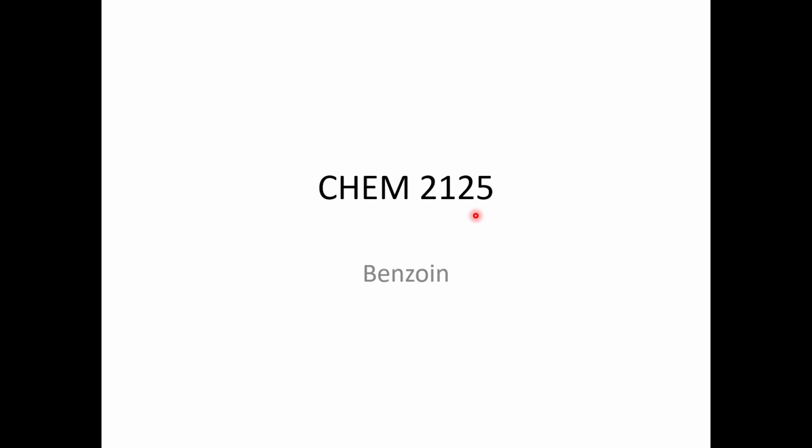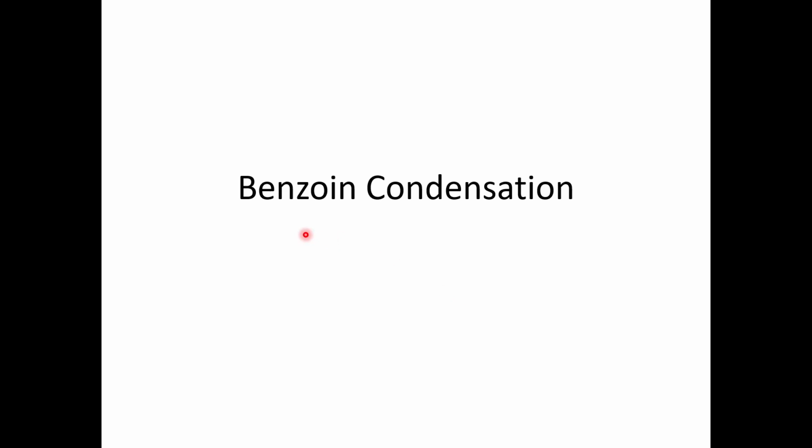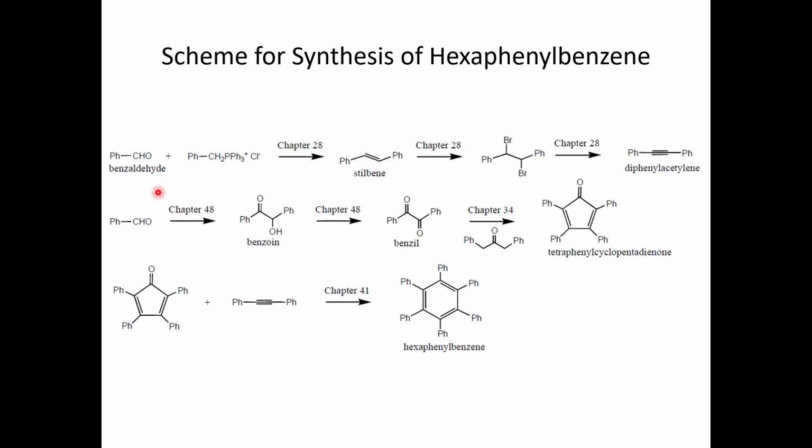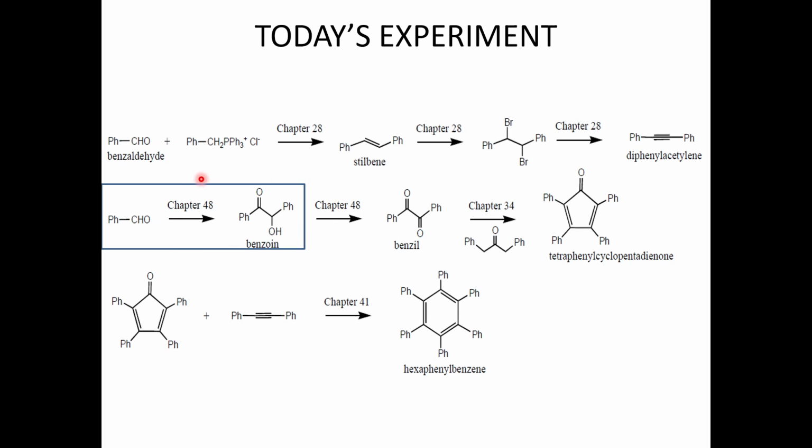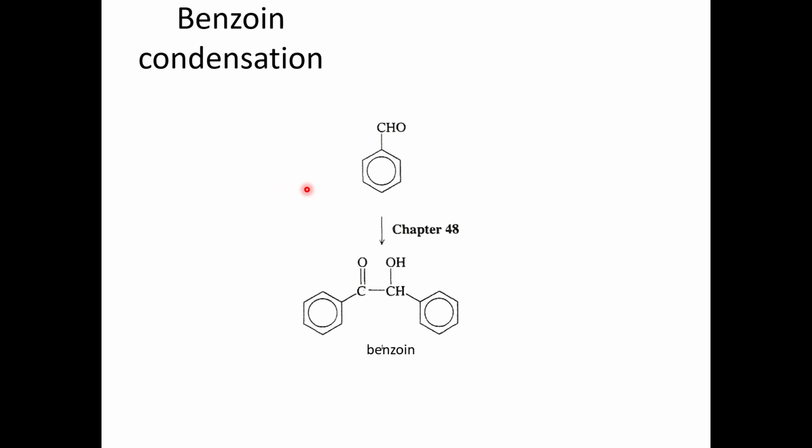Hello everyone. This week we are going to be covering the lab on the synthesis of benzoin. This synthesis is called benzoin condensation and is done by reacting benzaldehyde by itself with a reagent that we're going to see later, and then it's going to auto-condense and give the benzoin molecule as shown in this scheme over here. You can find more information about this synthesis in chapter 48 of the textbook.